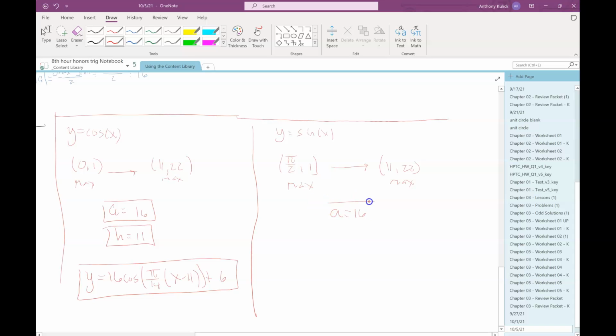So again, that tells me the A has to be positive, but to find my H, I have to solve this equation. So 14 over pi times pi over 2 plus H should give me 11. So 14 over pi times pi over 2 is 7. When I subtract that from both sides, I get H is equal to 4.